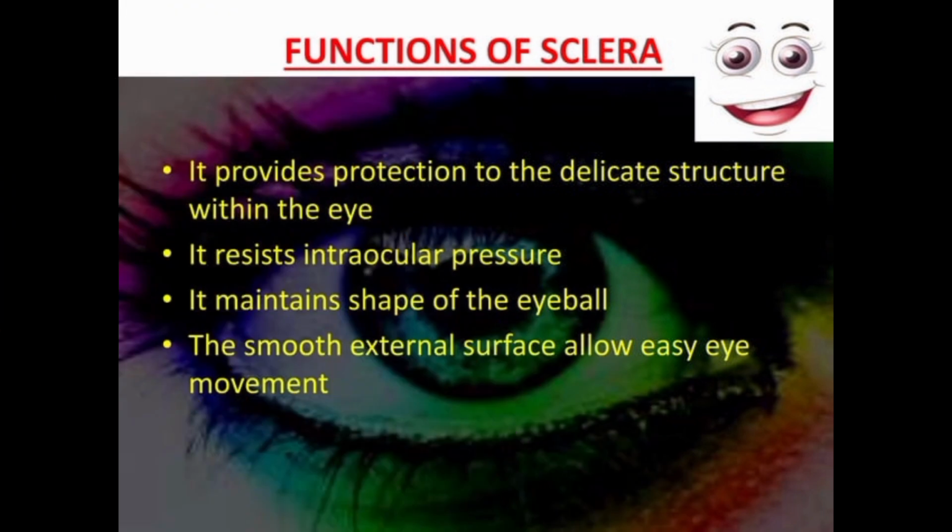Functions of sclera: it provides protection of the delicate structures within the eye. It resists intraocular pressure. It maintains the shape of the eyeball. The smooth external surface allows easy eye movement.